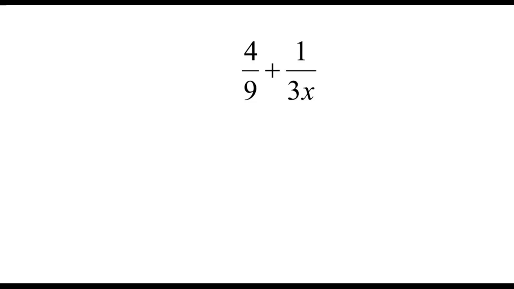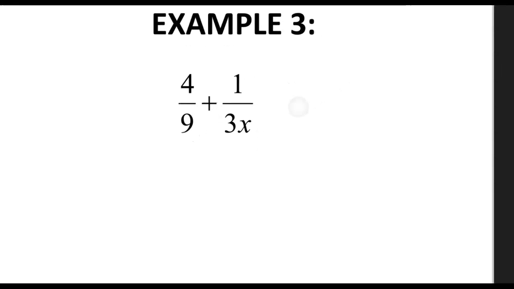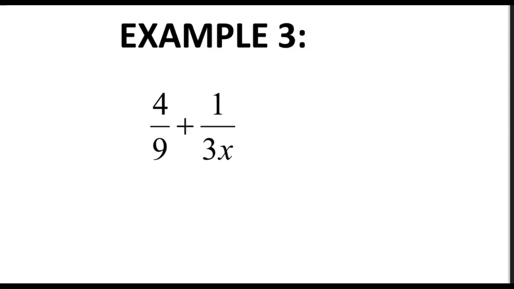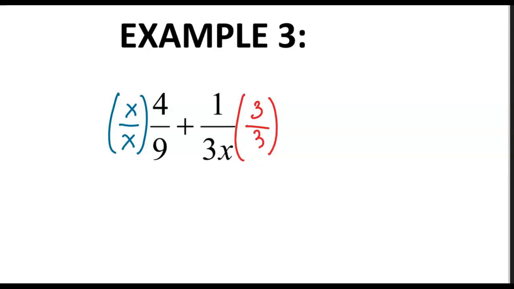We have 4 over 9 plus 1 over 3x in example 3. It'd be what? So it'd be hard to get 9 to be 3x. Yes. These can both multiply to be 9x. That's what is called our least common multiple, 9x. So, what am I going to multiply 4 9ths by to get the denominator to be 9x? x over x. And what am I going to multiply 3x by to get that to be 9x? So I multiply by 3 over 3.